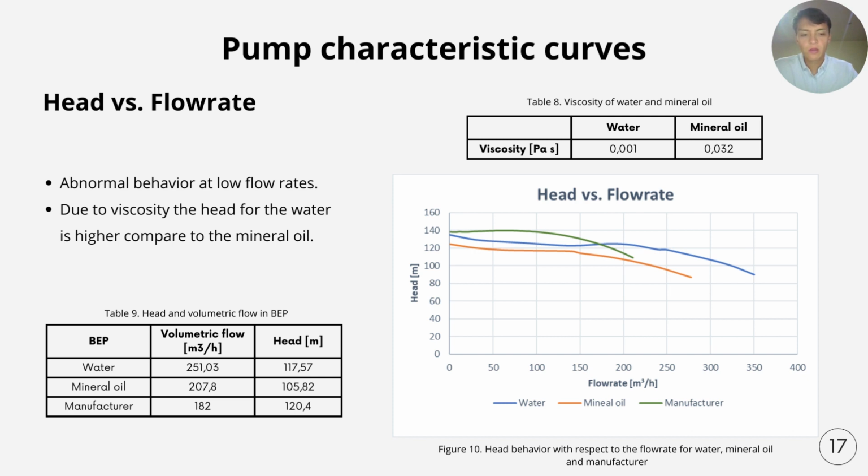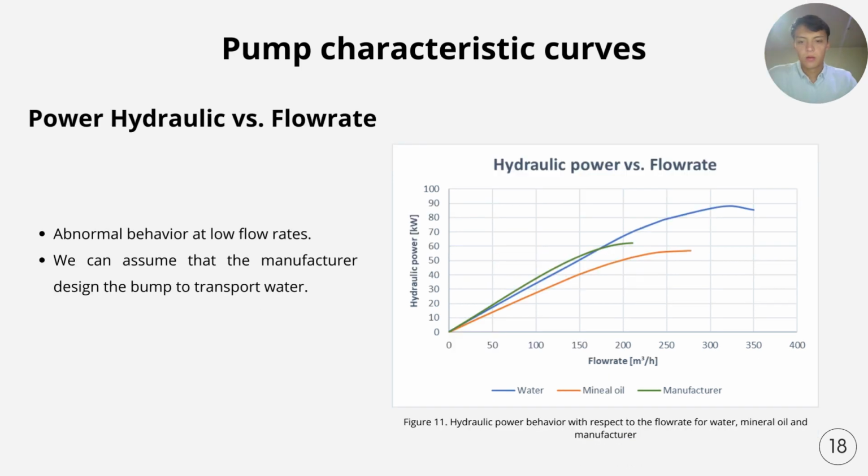Additionally, the table reveals that, similar to efficiency, the head is higher for water compared to oil. This indicates that the pump generates greater pressure when pumping water, which can also be attributed to the physical properties of the fluids. Furthermore, as indicated by the graph, it is evident that water can handle a higher volumetric flow rate with a lower head, a characteristic that can be particularly advantageous in various applications, such as cooling systems.